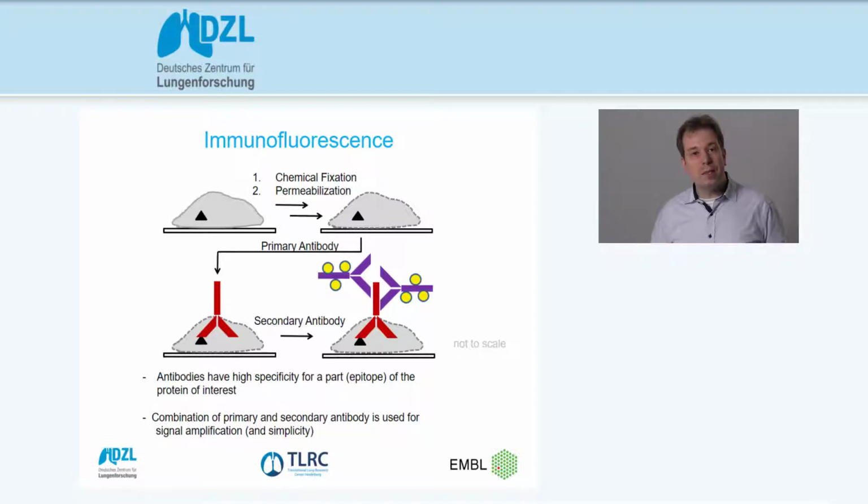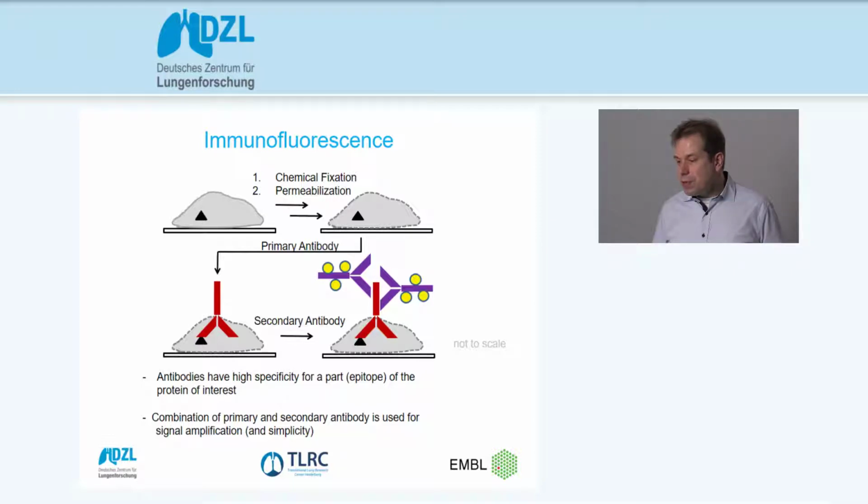Furthermore, this is pretty practical because we then don't need to label each primary antibody individually with our fluorophore of choice, but we can just change to another secondary antibody, and we don't need to waste precious primary antibody during the labeling procedure, which is always not 100% effective.